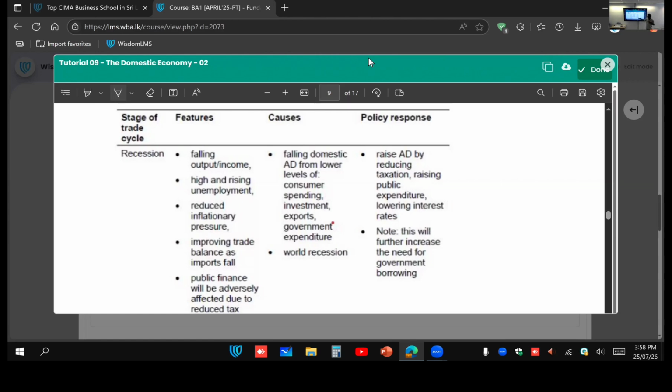So as a result, what will happen? Aggregate demand would increase. When fixed deposit rates are low, what would people do? They'll spend more. There's no point in saving. They'll spend more. So gradually this increases, right? That was recession.